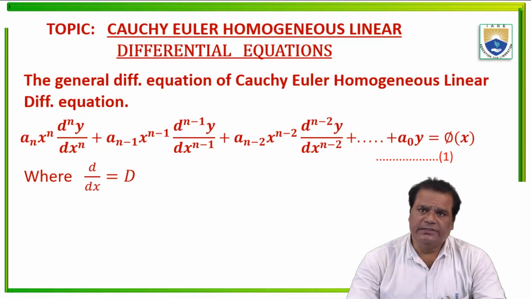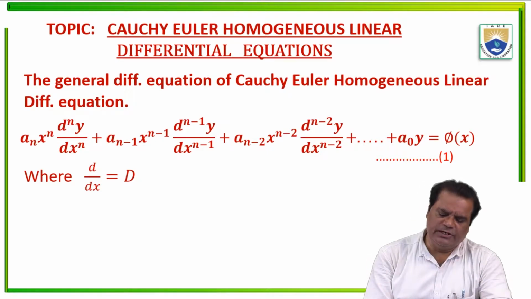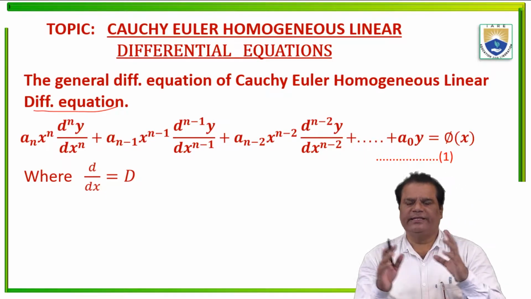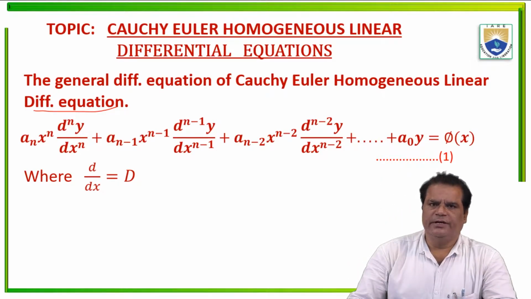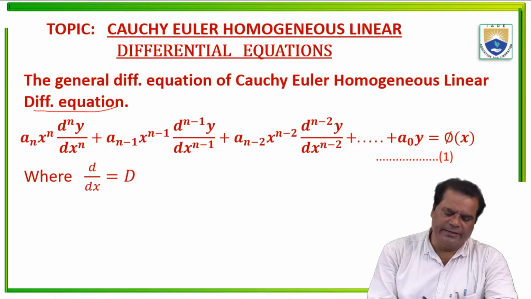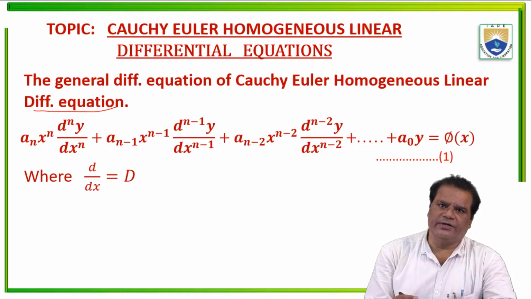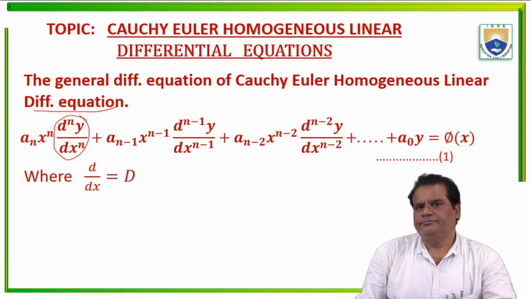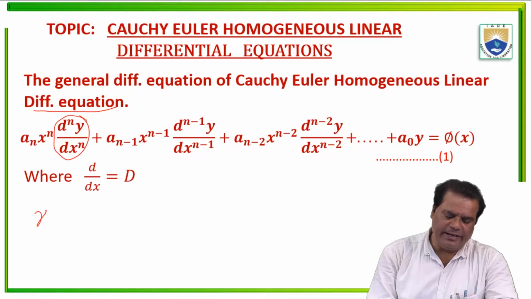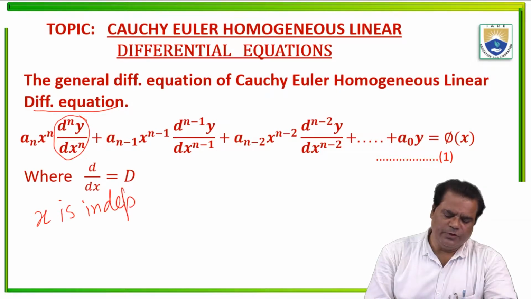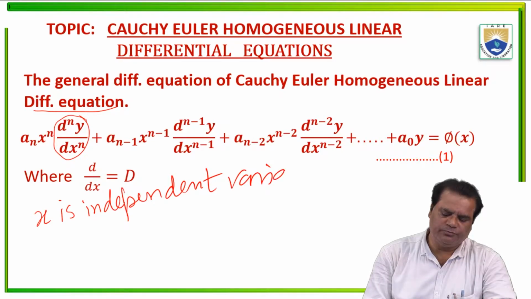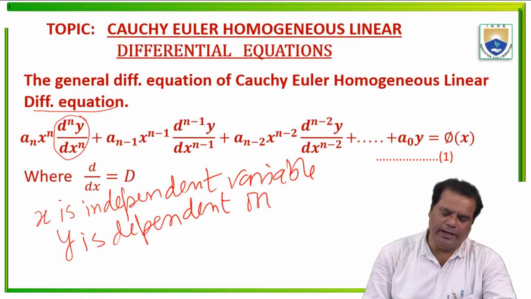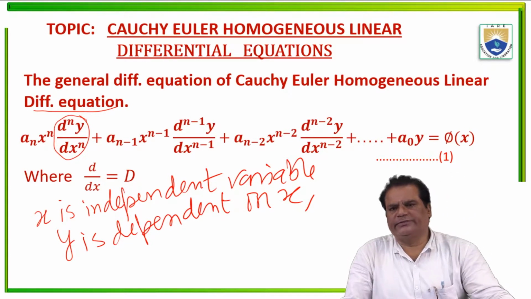Cauchy Euler homogeneous linear differential equations. This is the general form of the Cauchy Euler homogeneous linear differential equation. How can we say that a differential equation is a homogeneous linear differential equation? Here I am writing the general linear homogeneous differential equation, with n differential coefficients. Here x is the independent variable, and y is the dependent variable on x.